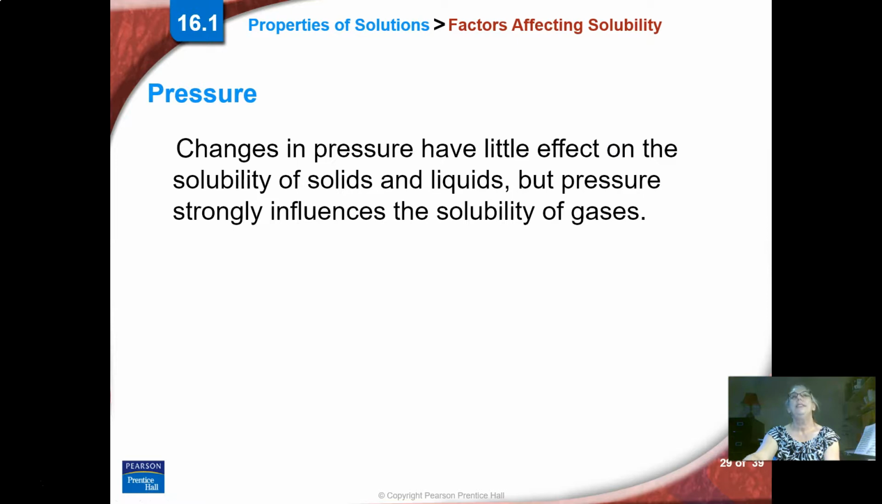So pressure doesn't have much effect on solubility of solids and liquids, but it does strongly affect the solubility of a gas. So that's how they make carbonated beverages. They put the soda in the can, they put a whole bunch of carbon dioxide in there, and then they close up the can, so the pressure over the can is really intense of carbon dioxide. There's a layer of carbon dioxide on the top.